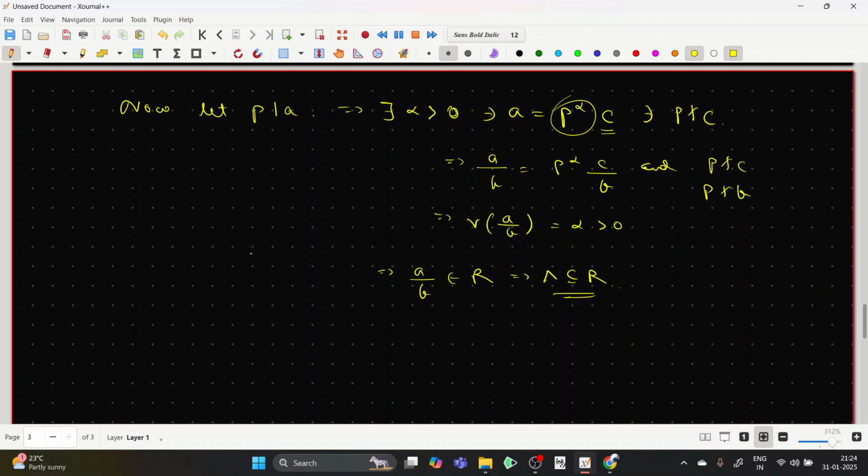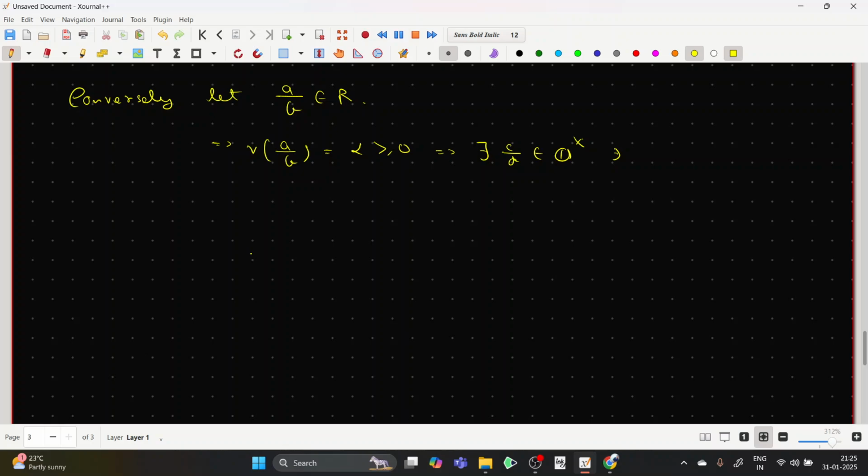So now we need to prove the other way conclusion. Conversely, let a/b be an element of R. This means that the discrete valuation of a/b, which is some alpha, is greater than or equal to 0, which implies that there exists c/d in Q cross, because a/b is non-zero, the representation in terms of c/d should also be non-zero.